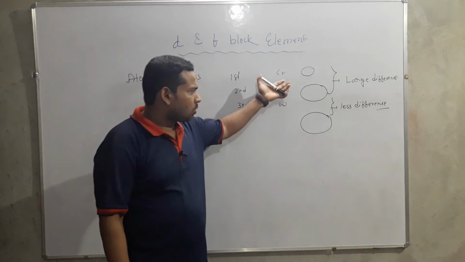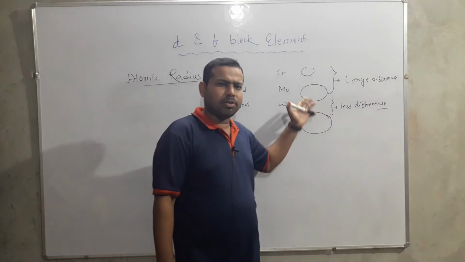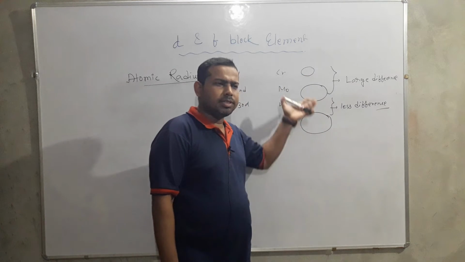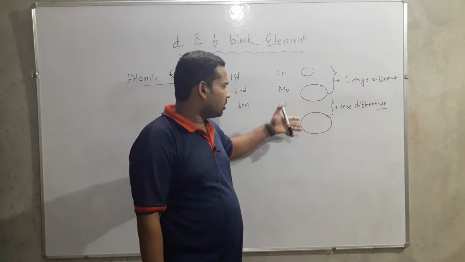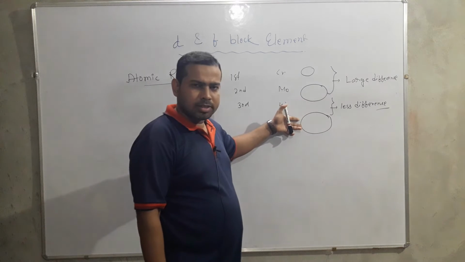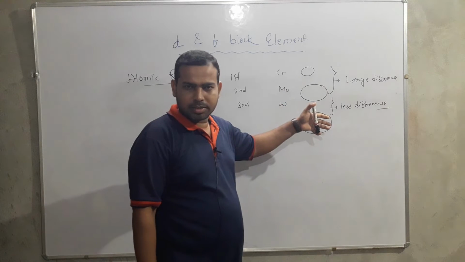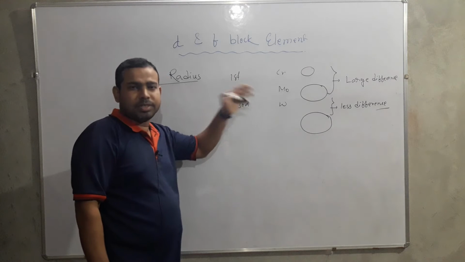In general, atomic size increases from top to bottom, and here also it increases, but not continuously. It increases discontinuously, that is, this one is very small, this one is very large, but this one is similar in size. Clear, people? So their size is similar, so their radius is also similar. Clear? A slight difference is there, but not too much compared to first row and second row.